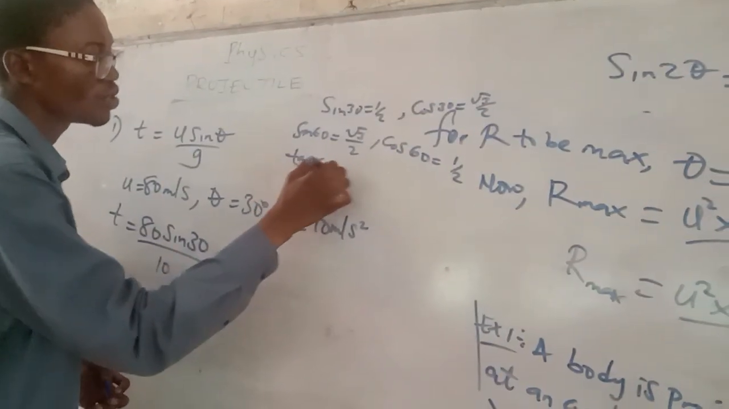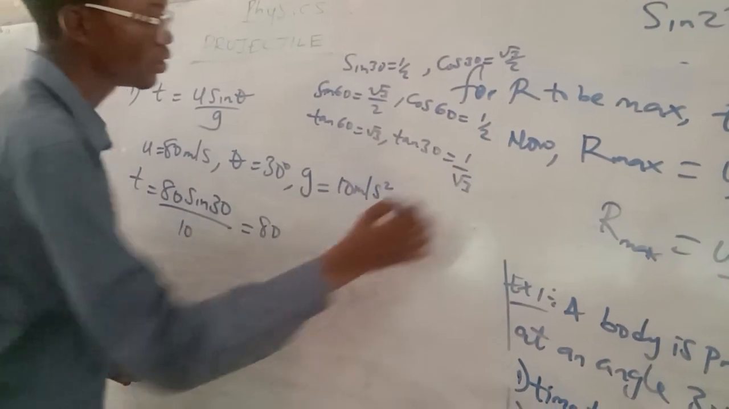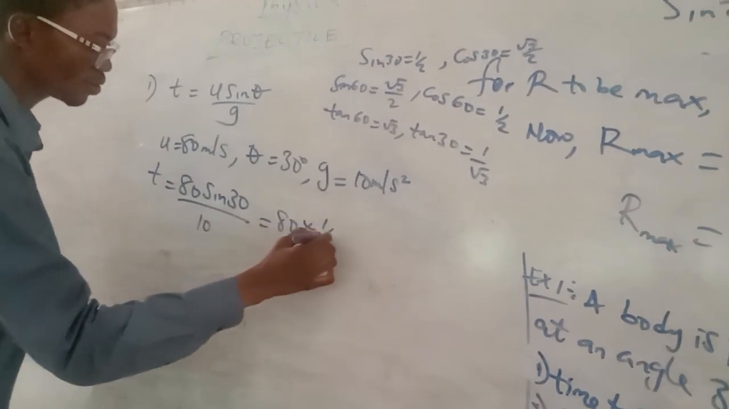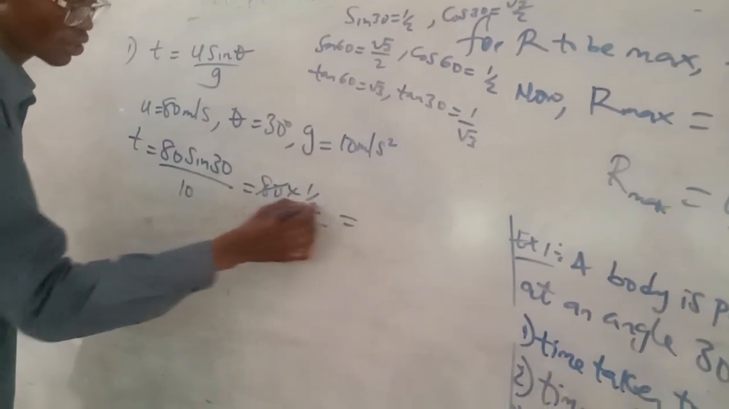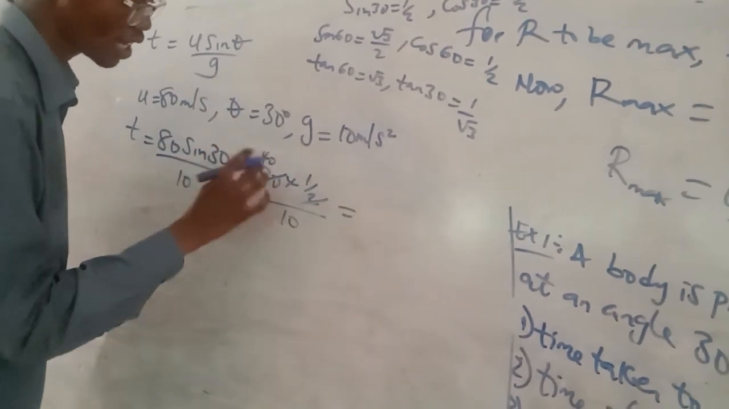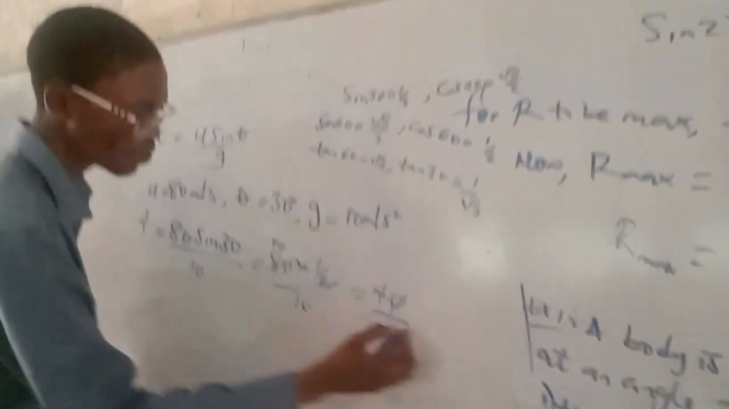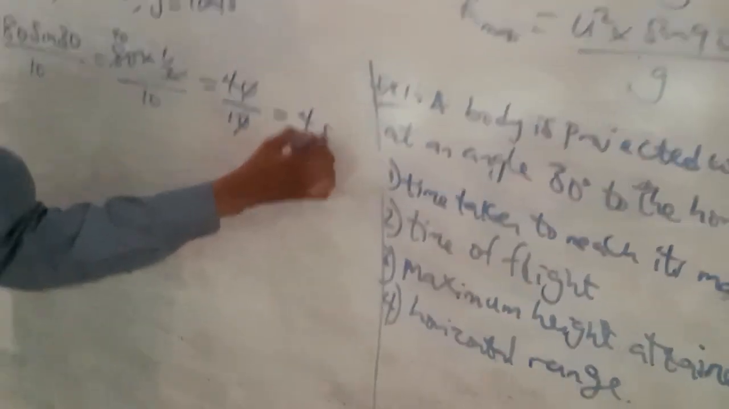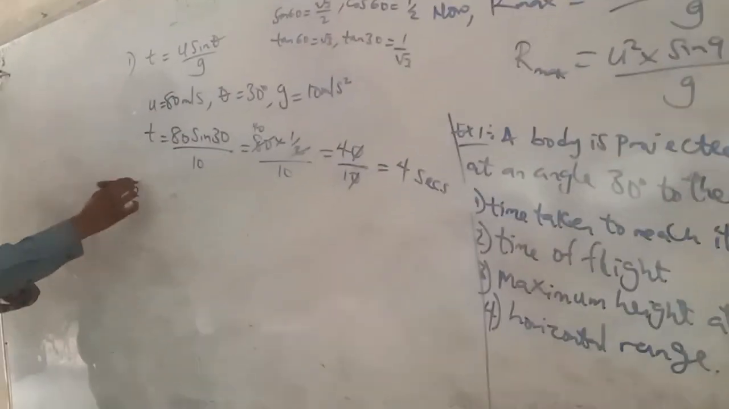And we also have for tan. Tan 60 is root 3. Tan 30 is 1 over root 3. And let's continue. Now, we know this as what? 1 over 2. That is 1 over 2 over 10. Now, let's multiply. That is 80 times 1 over 2, that is 40. Then over 10, we cancel the 0. We have 4. So that is 4 seconds. Please always write your SI unit. Always write your SI unit.